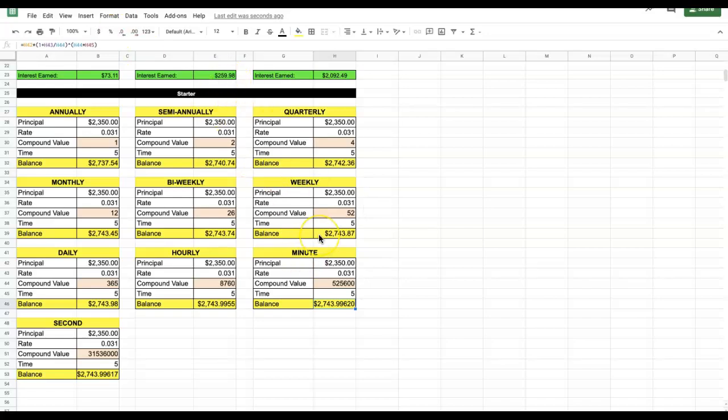So it seems to have leveled off, I guess you could say, no matter how frequently I compound, right? Once a year, once a week, once a day, once every second, you still seem to just kind of max out at a certain amount of money.